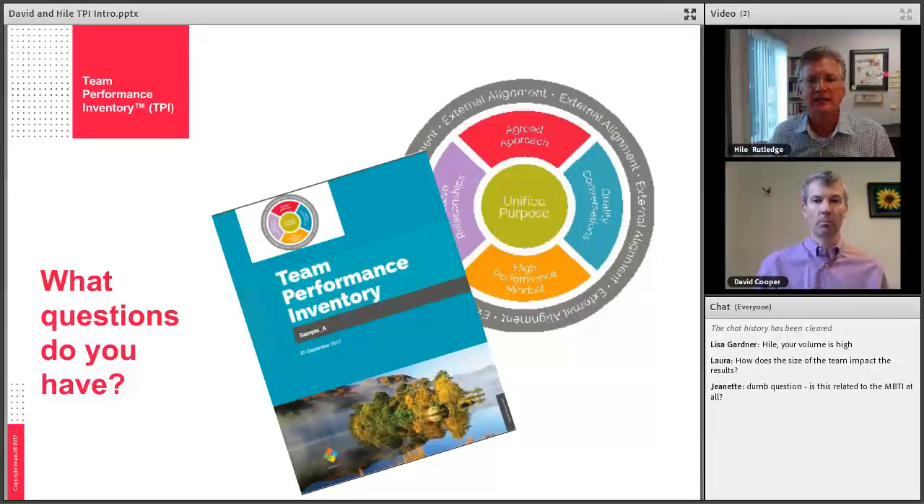So let's take a look at, we'll shift layouts here, but everything else is the same. And if you could start, David, would you take the question on the size of the team and how that plays in? Thanks, Laura. I'm interpreting the question a couple of different ways, so let me know if I've answered it the way you intended.